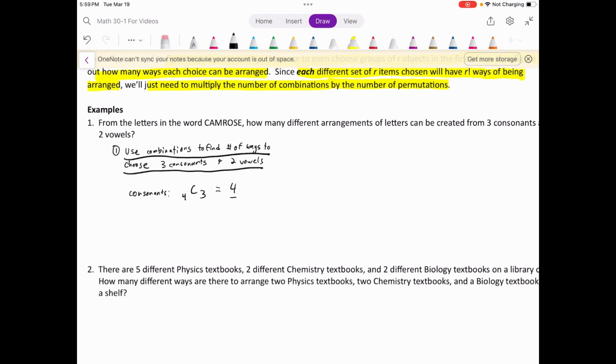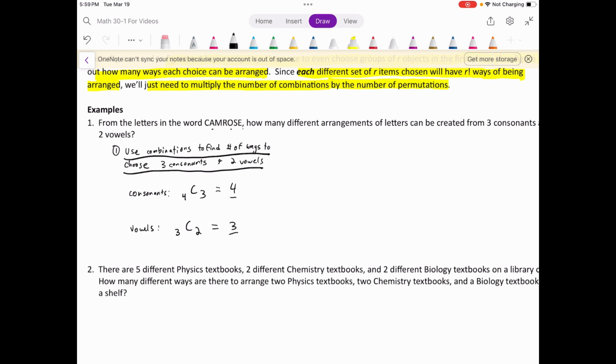Now, what about the vowels? How many ways can we choose our vowels? Well, there's 3 vowels, A, O, and E. So there's 3 vowels to choose from. We're going to choose 2 of them. Similar logic here. That means there are 3 ways to choose the vowels.